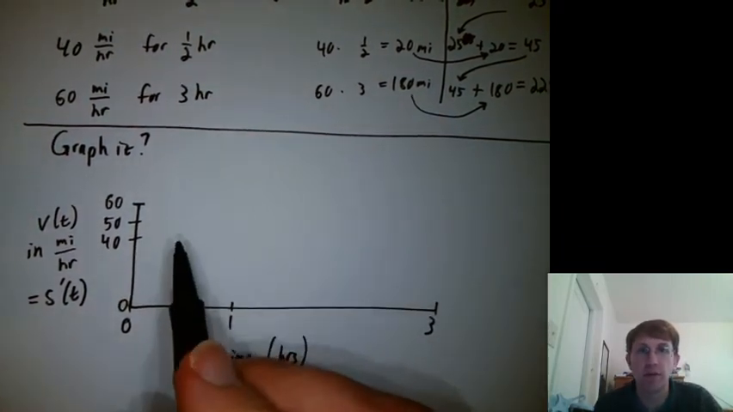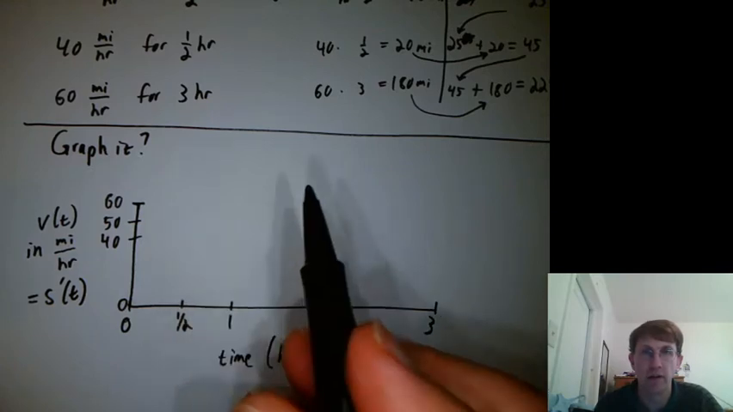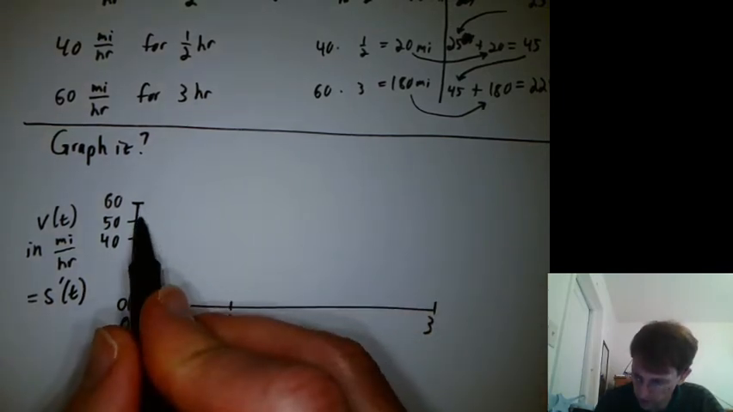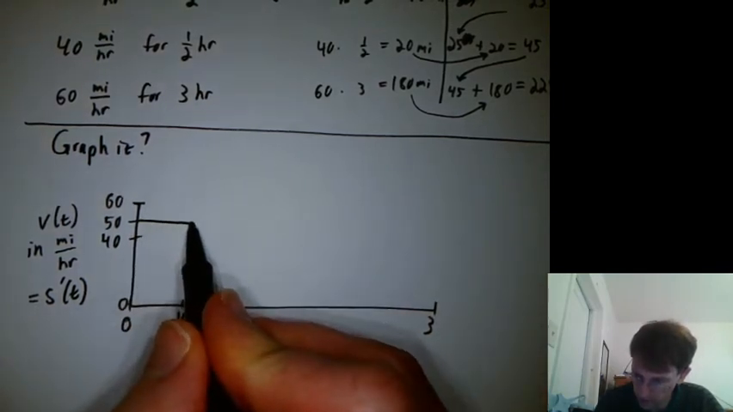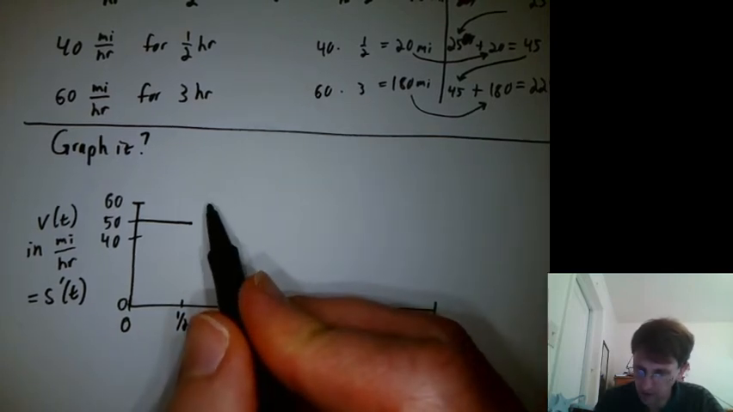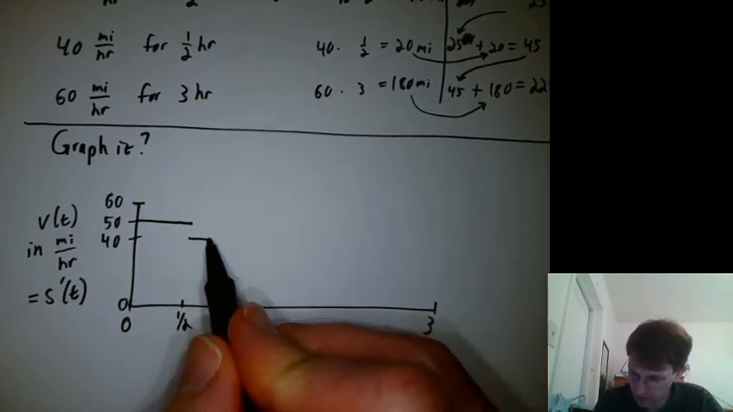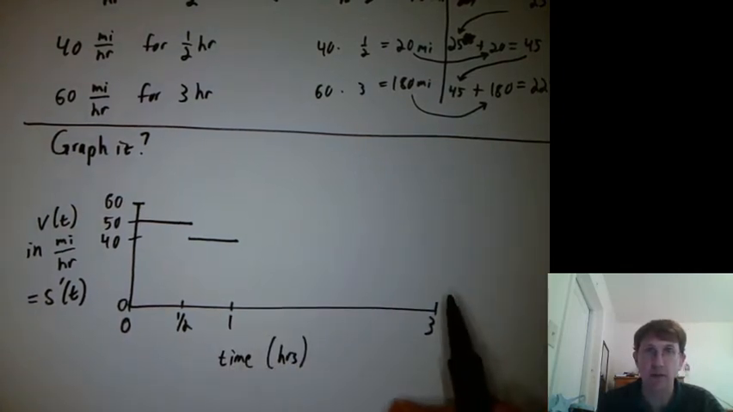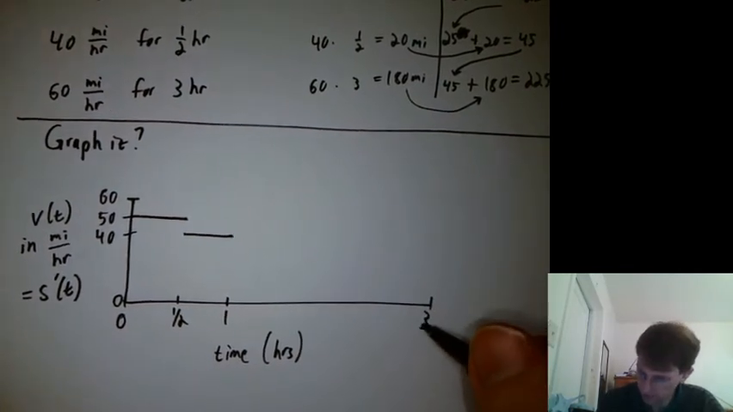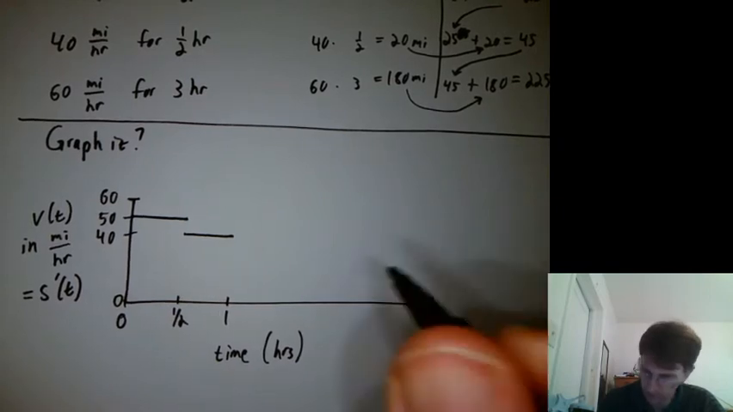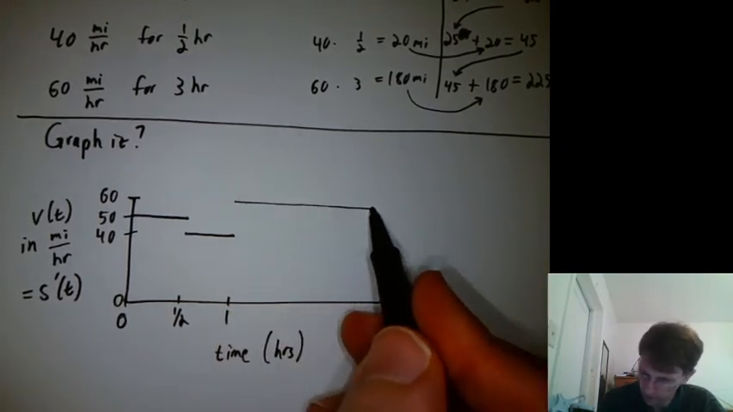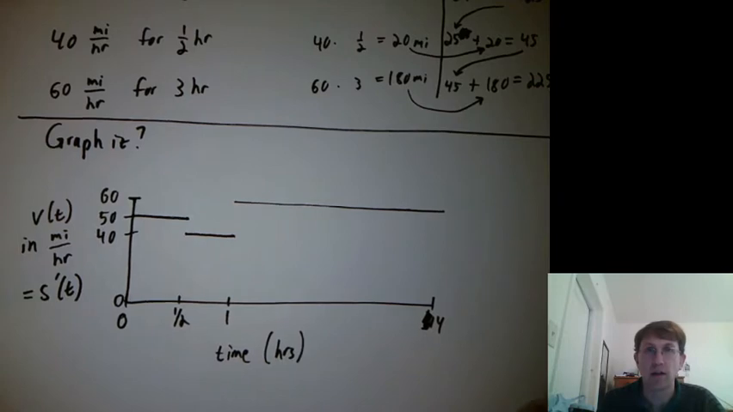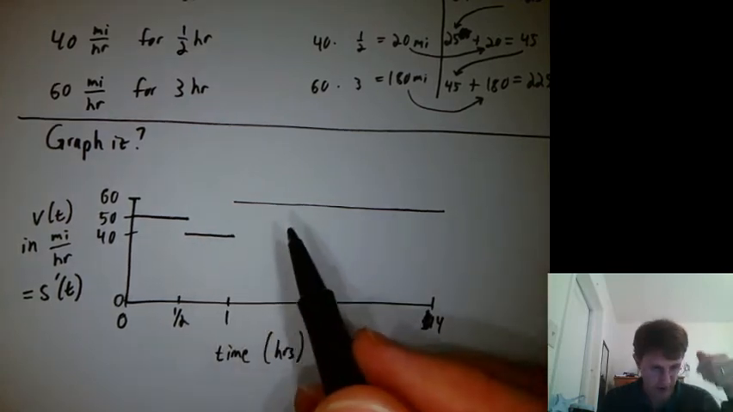And what was my speed for that first half hour? It was 50. So I could say it was 50 there, and then it was 40 for a half hour, and then it was 60 for 3 hours actually. So this should be 4. All right, so that's what my velocity did.